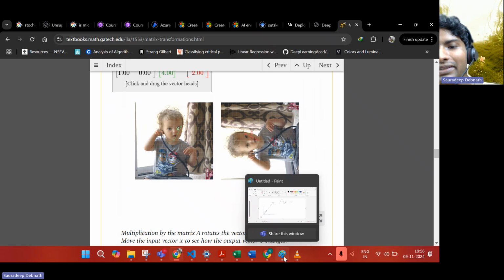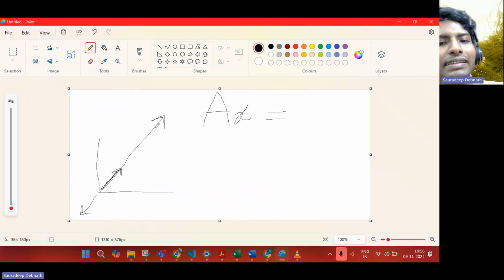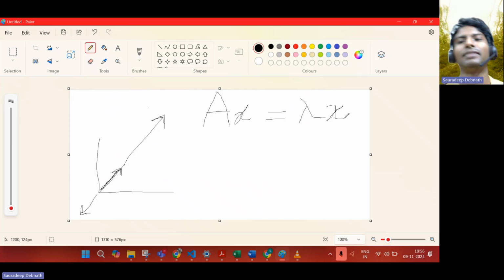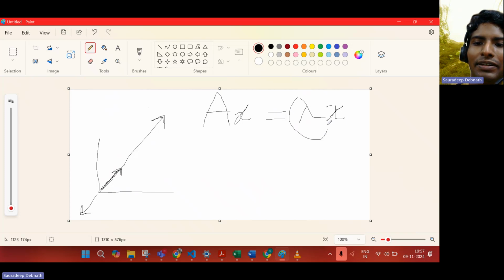But what if in my case it is just linearly stretched, as in, x becomes, say, 3x? Here this one looks like 3x and this one looks like minus x, right? So what if it's linearly stretched by a scalar lambda? In such cases, the vector x is called an eigenvector, and the scaling factor lambda is called an eigenvalue.